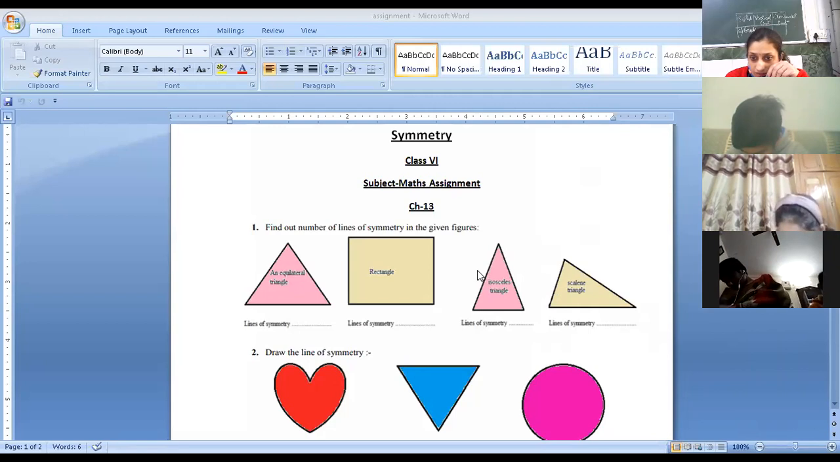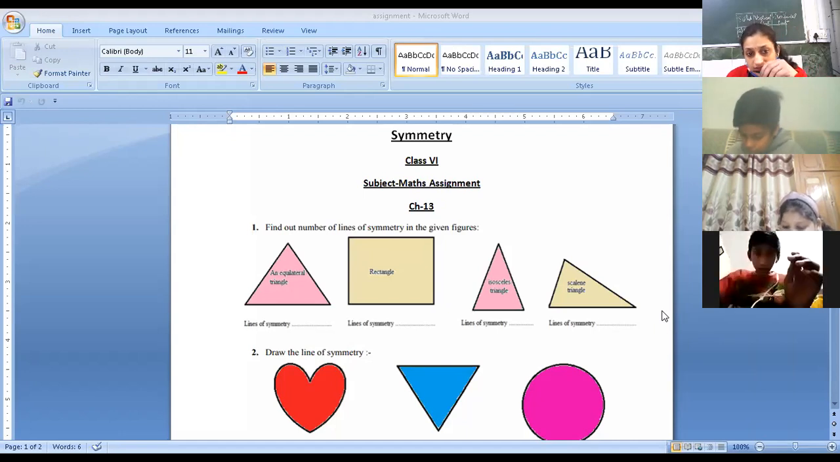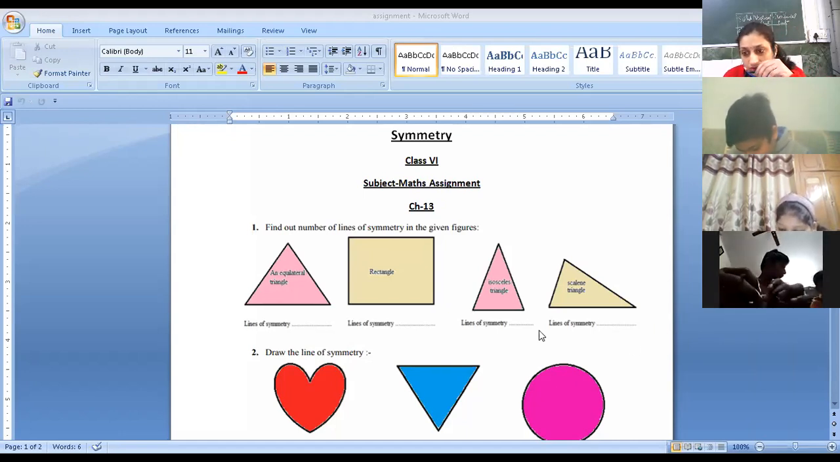You know, an isosceles triangle has two sides equal and one side unequal, and a scalene triangle has all the sides unequal. So draw it, make lines of symmetry in it, and write down the number of lines of symmetry here.